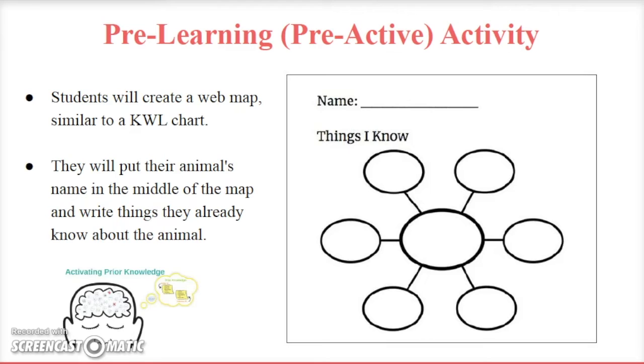For a pre-learning activity, students will be creating a web map. A web map is very similar to a KWL chart. In the middle of the map is a bigger circle. In that circle, students will put their animal's name. They will put things they already know about the animal on the outside. They will be investigating to find out facts and information about an animal of their choice. Through this process, I will activate their prior knowledge and think about what they already know.